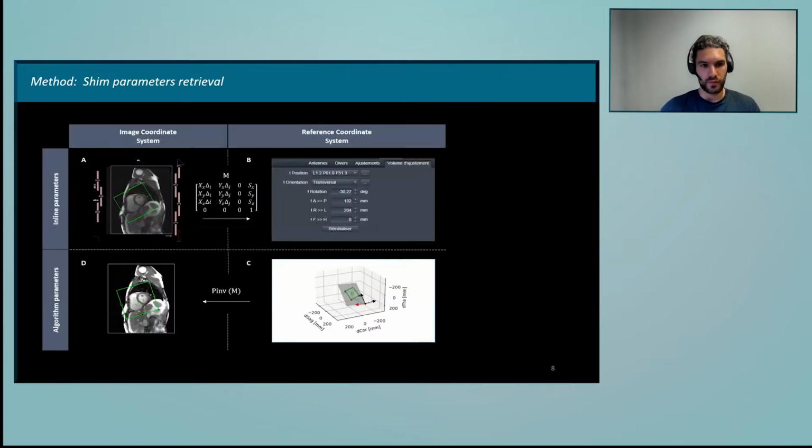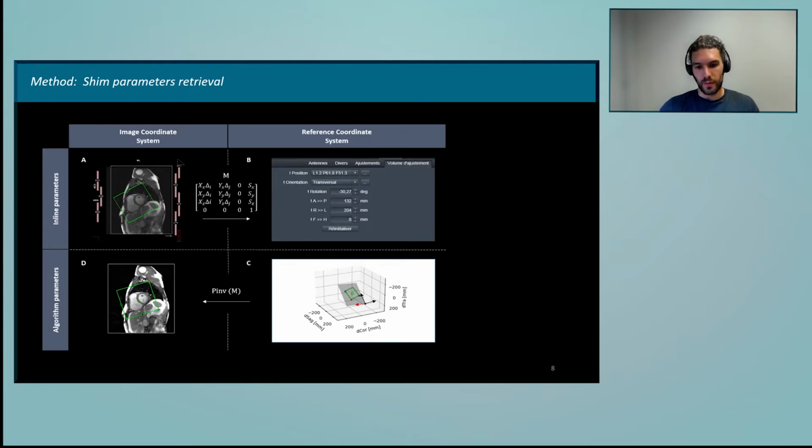So how does it work in practice? When you are inline in the scanner, you have inline parameters that are expressed in a given coordinate system, which is called the image coordinate system. You can see it in the panel A here. And you also have information that is displayed in the B panel, which is the information relative to the image, but expressed in millimeters in a reference coordinate system.